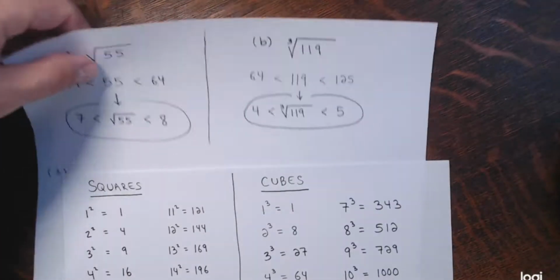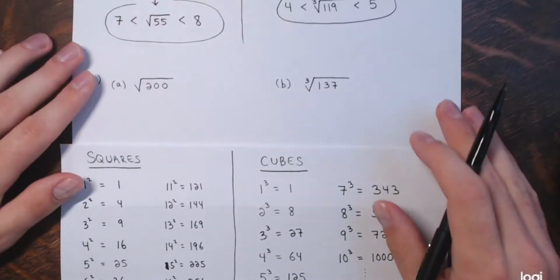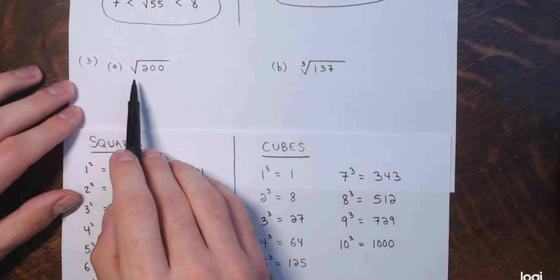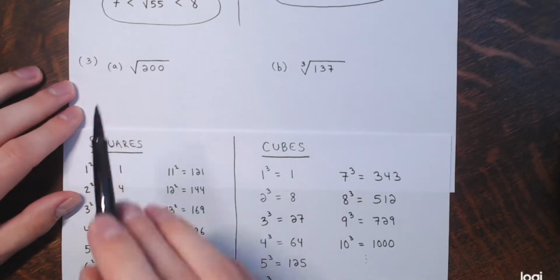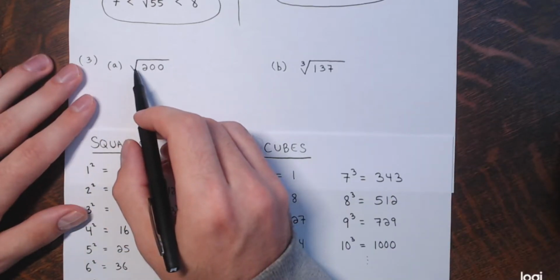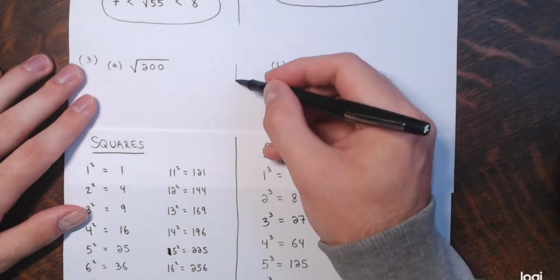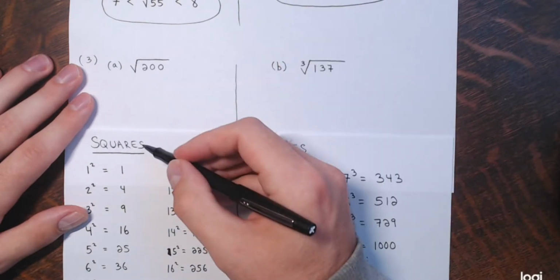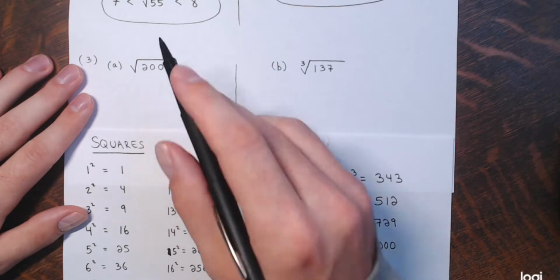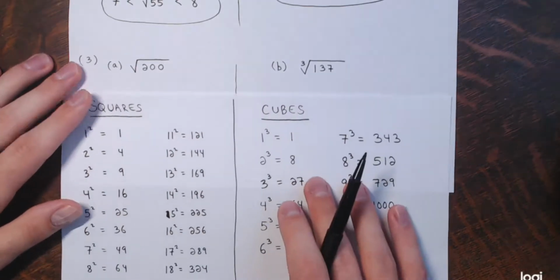Next question, number 3. Same stuff, right? 3 part A. We're estimating the square root of 200. Pay attention. Once again, it is a square root. So I'm looking at squares. And then the radicand, 200. Now that's going a little higher up.